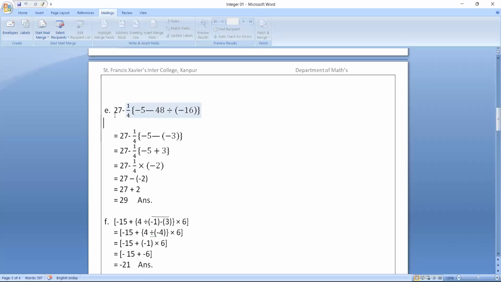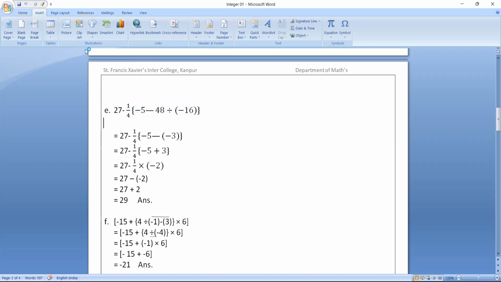Look at this. This is 27 minus 1 by 4, and under the curly bracket there is minus 5 minus 48 divided by minus 16. My dear student, there is no line bracket, no small bracket, no big bracket. There is only a curly bracket. So we have to solve the operation given in the curly bracket. In the curly bracket, we mainly find two symbols, division and minus. So first we have to solve this division part.